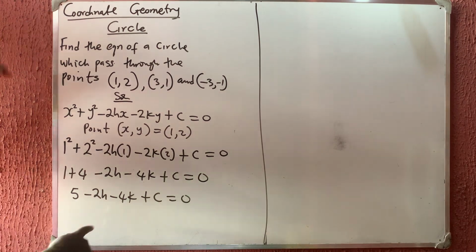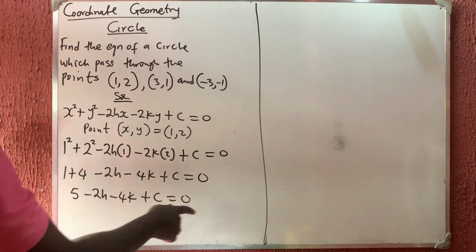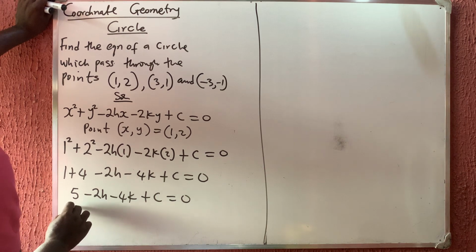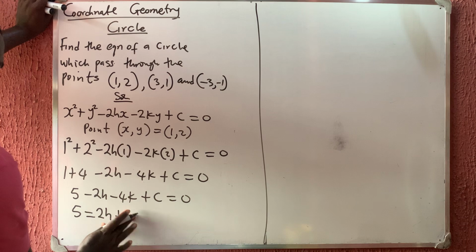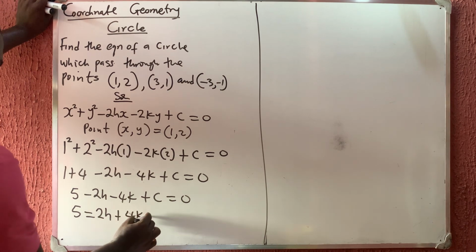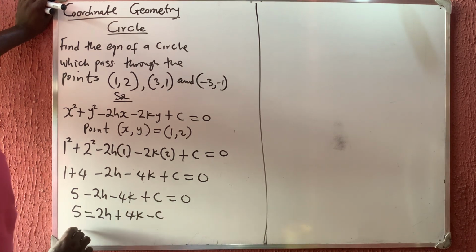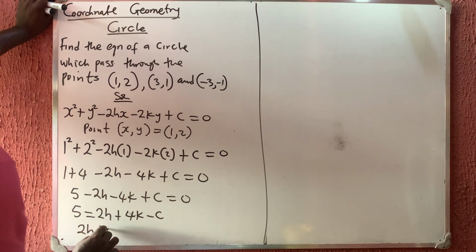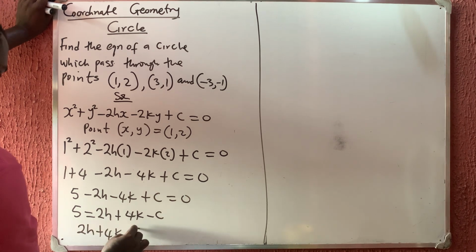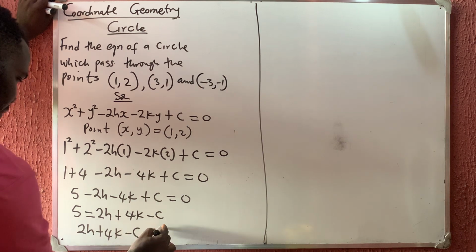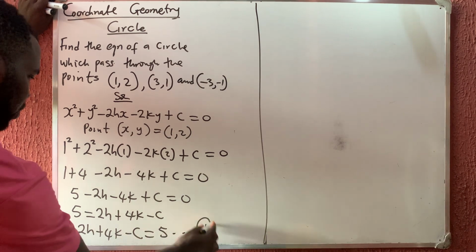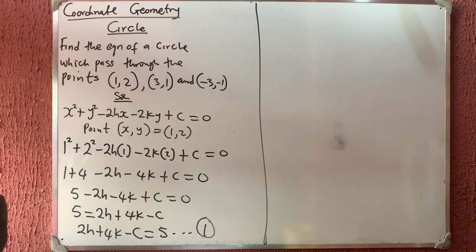Let me decide to move these terms to this side. Moving them this side, I'm going to have that 5 is equal to 2h plus 4k then minus c, okay? So let me write it very well: 2h plus 4k then minus c is equal to 5, okay? So let me call this equation 1. I have gotten my equation 1.